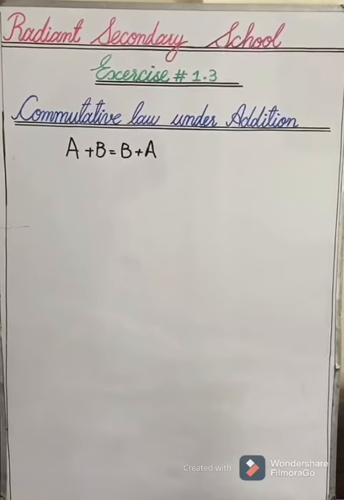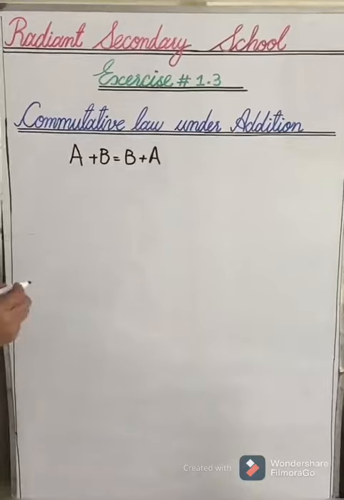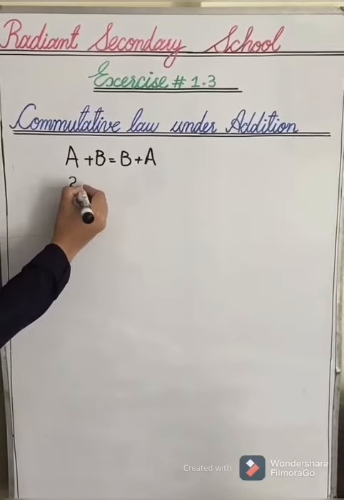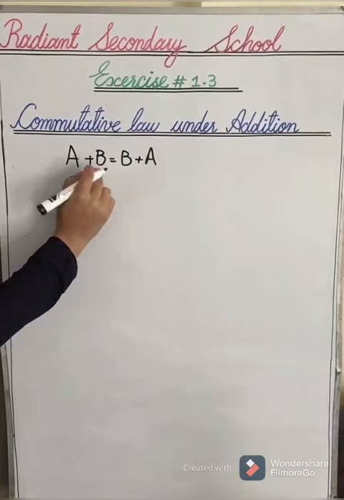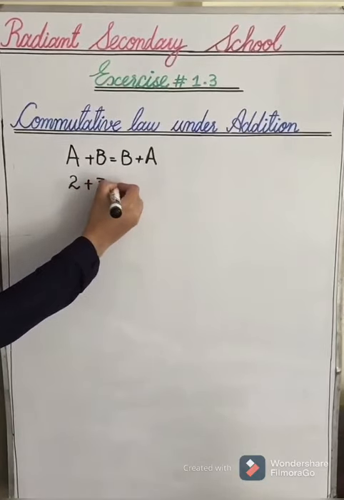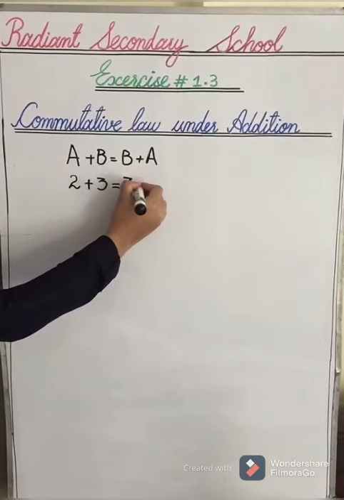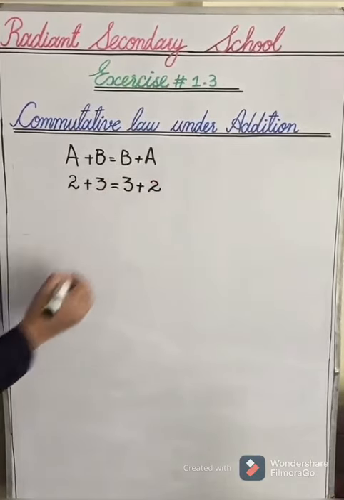First, we will explain it with two numbers. So we take two numbers. On the left hand side, I will write 2, which is A, plus 3, which is B. On the right hand side, I will write 3, which is B, plus 2, which is A.